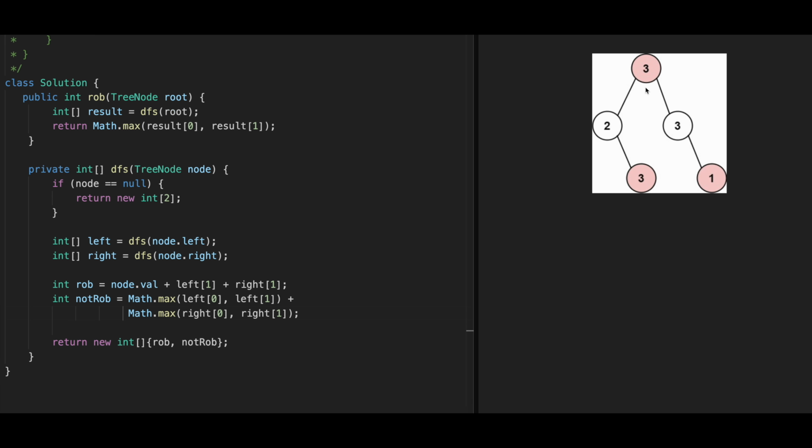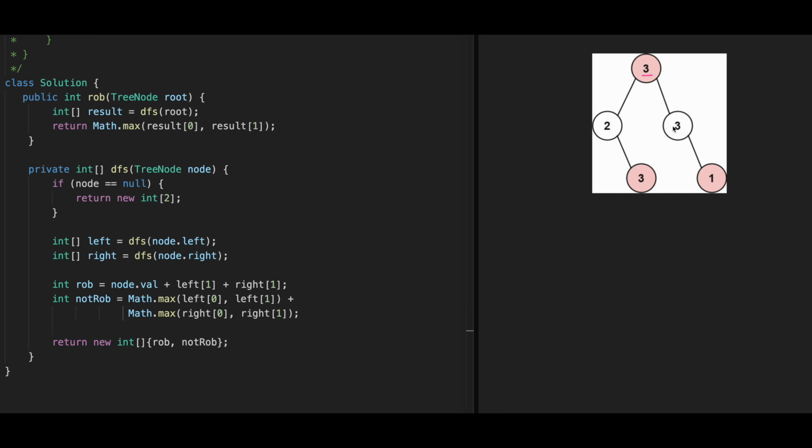Today we have a problem where we are given a binary tree. For example, in this case, we are given a binary tree with the root 3 and with the nodes 2, 3 and so on. Each node in this binary tree represents the amount of money in a house. So each node is a house and the amount of money in that house. For example, the root node has 3, the left child has 2, the right child has 3, and so on.